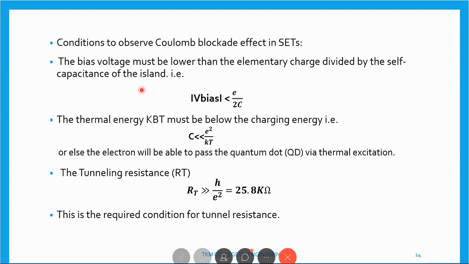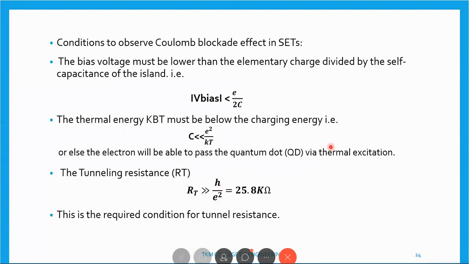So the first one, I'm repeating it once again: bias voltage should be lower than the elementary charge divided by the self-capacitance of the island. That is, V bias should be less than e by 2C. Then the thermal energy must be below the charging energy, e square by 2C less than kT. And the tunneling resistance, that is the resistance between the source to quantum dot and quantum dot to drain, should be greater than 25 kilo ohm.